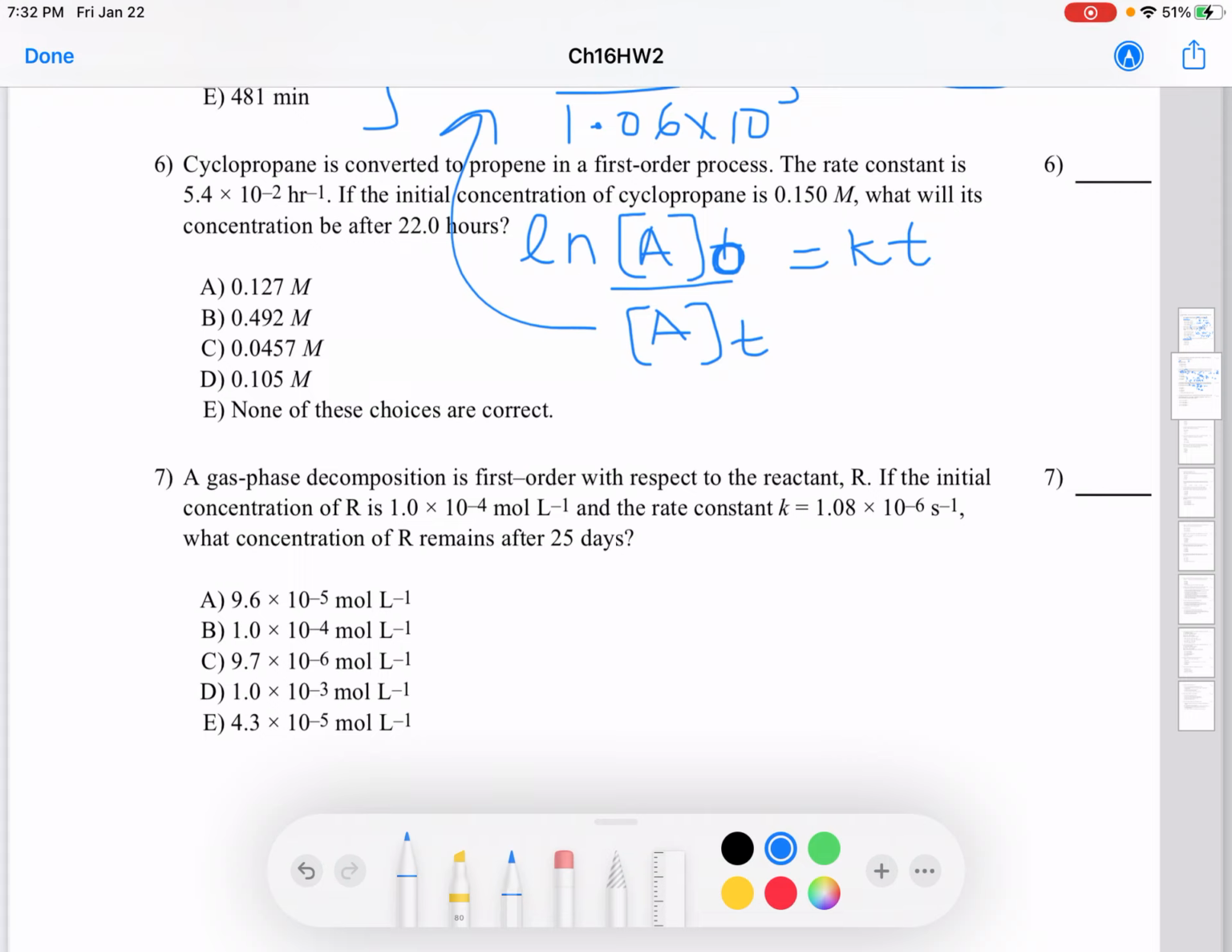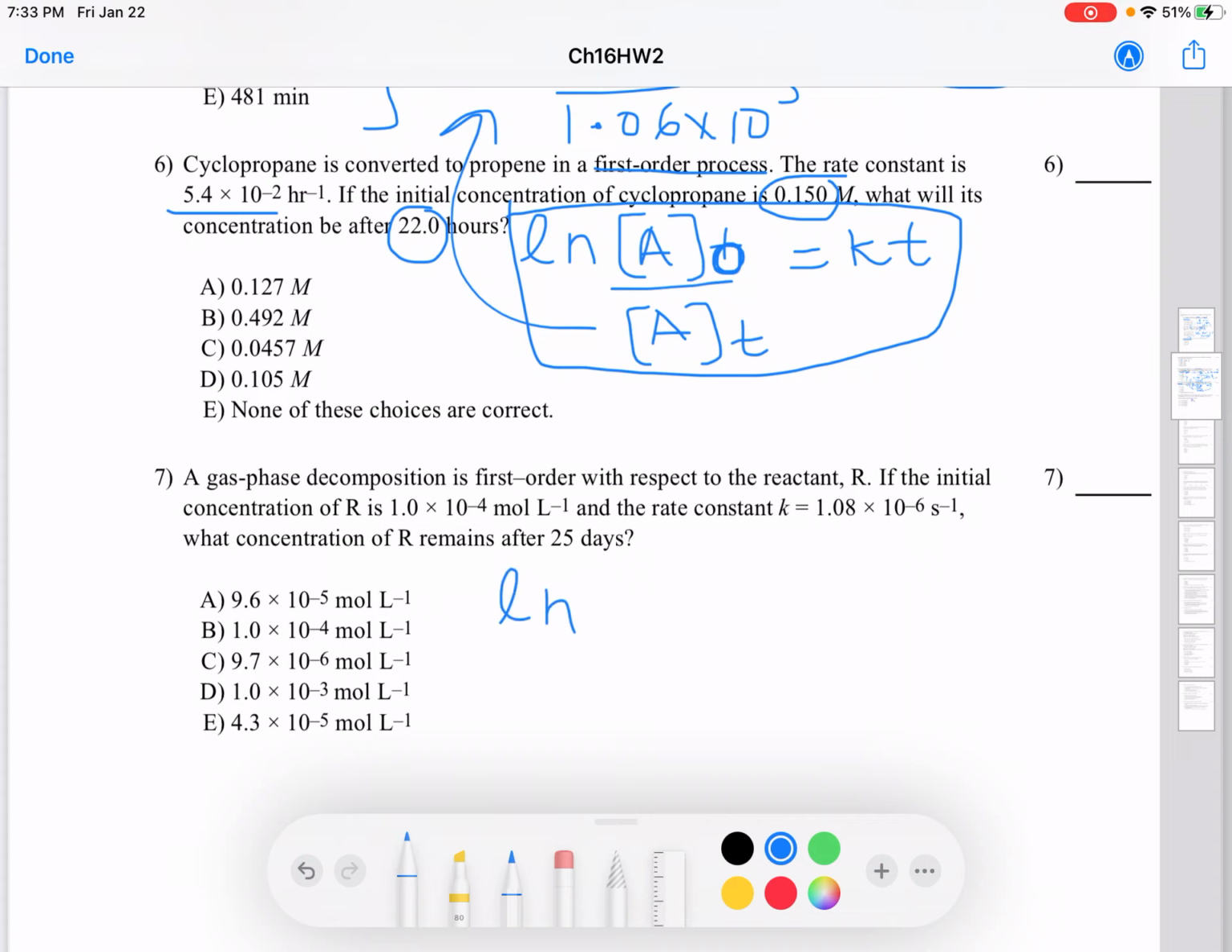Let's see number 6. So number 6, cyclopropane is converted to propene in a first order process. Rate constant is given. If the initial concentration of cyclopropane is 0.150, what will be the concentration after 22 hours? So here again, you're going to use the same equation because it's a first order reaction, the integrated rate law that relates with the time.